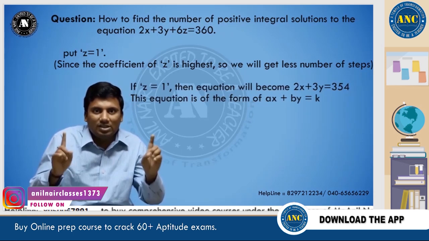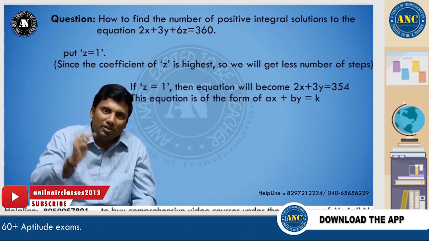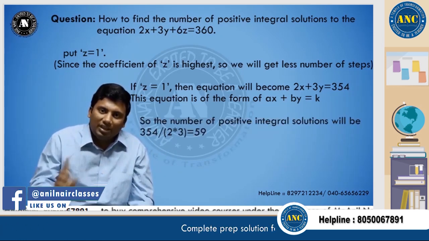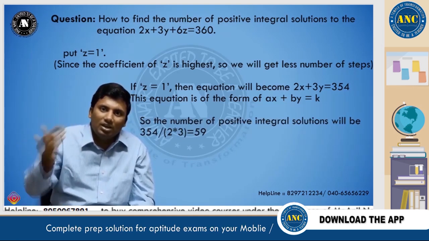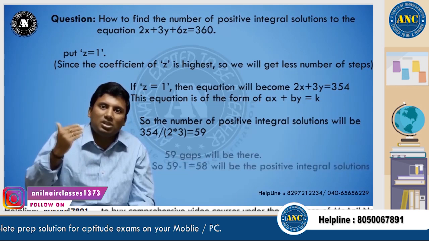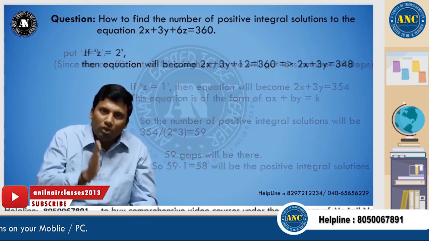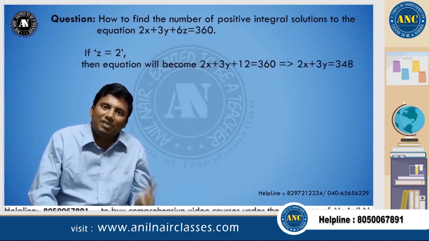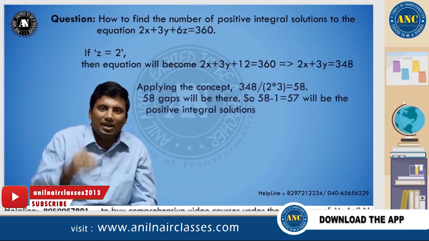This equation is of the form ax plus by equals c. So the number of positive integral solutions will be 354 by 2 into 3, that is 354 by 6, which is 59 gaps. So 58 will be the positive integral solutions. Put z equals 2: 2x plus 3y plus 12 equals 360, so 2x plus 3y equals 348. Again apply the formula and you will get the answer.